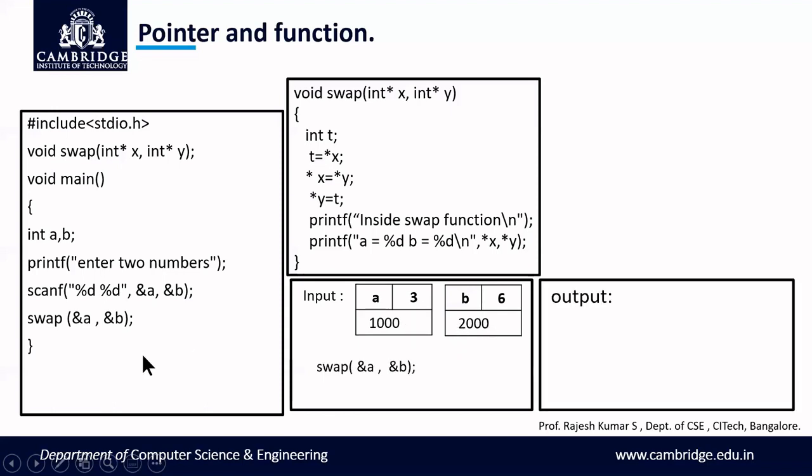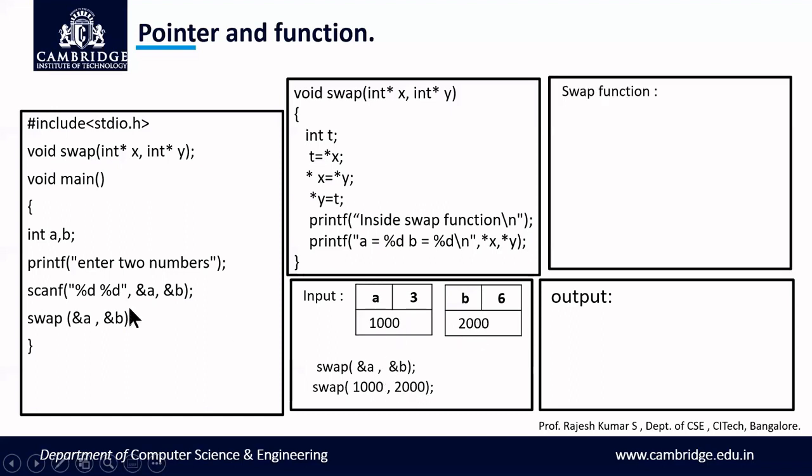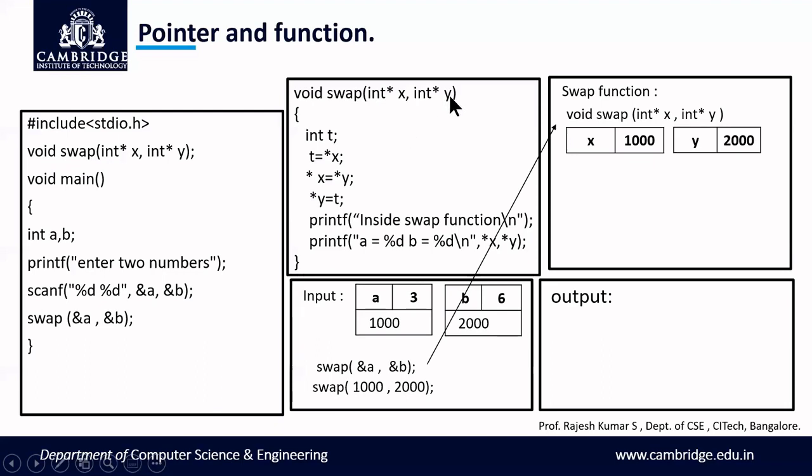When I'm calling the swap function, I'm passing two values. That is, I'm passing the address of A and the address of B. Address of A is 1000, and address of B is 2000. We are passing the addresses. Next, when I call this function, the control will be transferred from here to this. X is a pointer over here, which is storing the address of A, and Y is a pointer which is holding the address of the B variable.